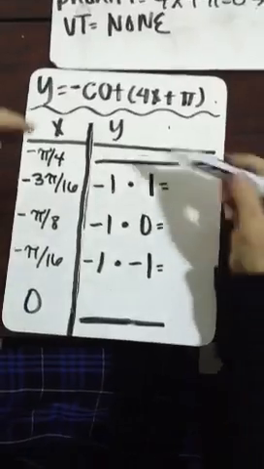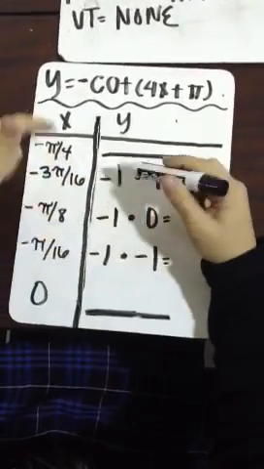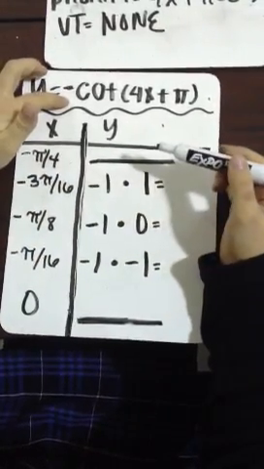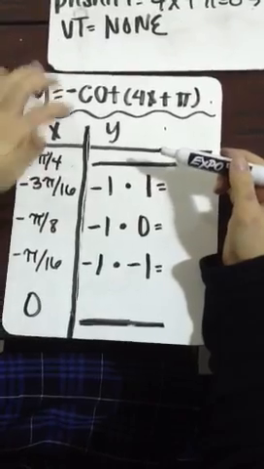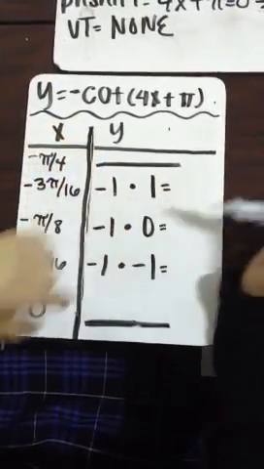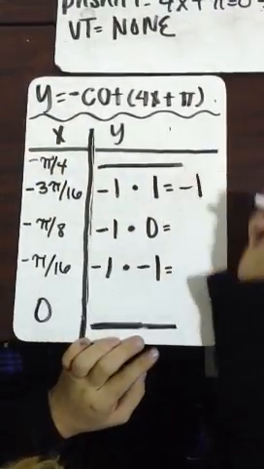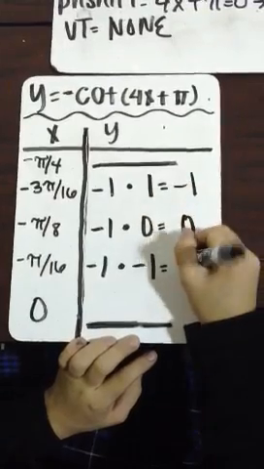And then right here, you'd multiply by negative 1 because that is what is before cotangent. It's understood, and then you'd multiply by the pattern, and you'd get negative 1, 0, and 1. And so then you'd graph.